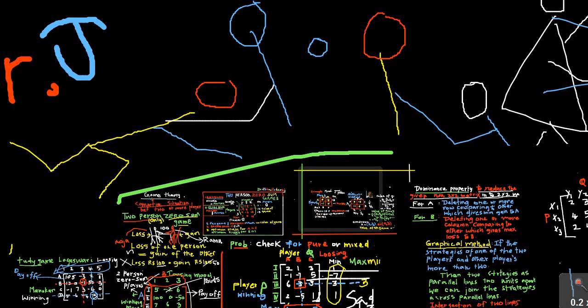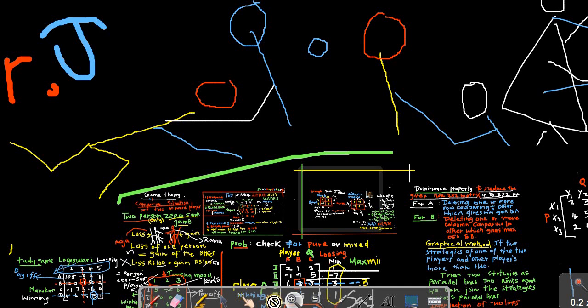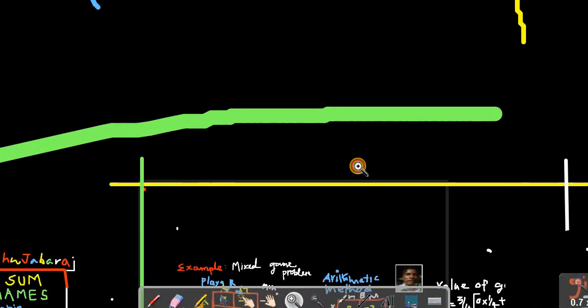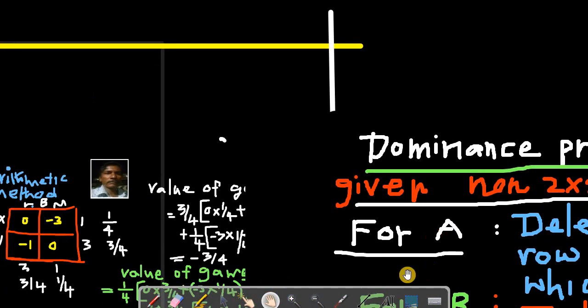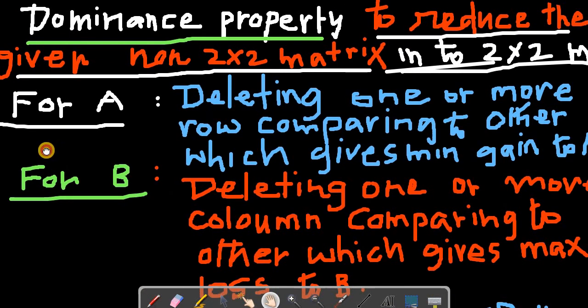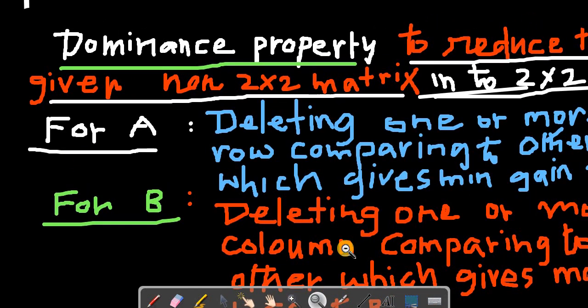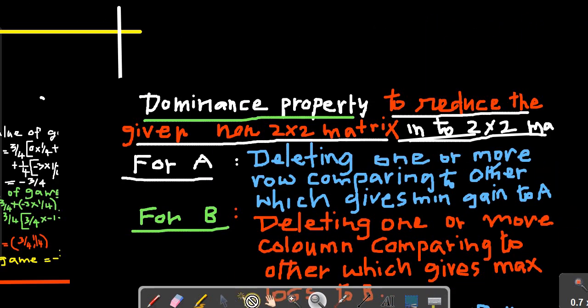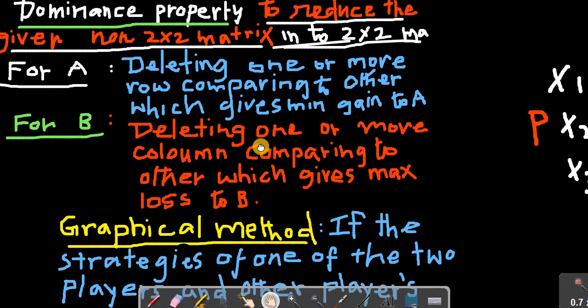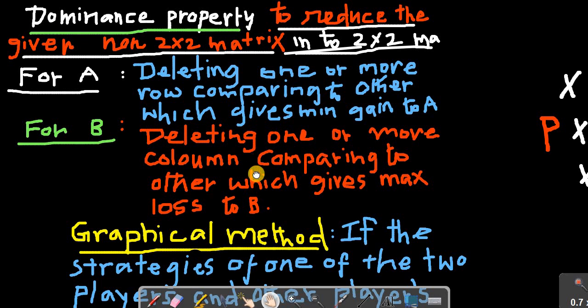Now, like I am taking this to understand more on that. Now look at that. This is where the dominance property comes in. Yes, this is what we call the dominance property. So dominance property means what? How can we solve that in game theory?